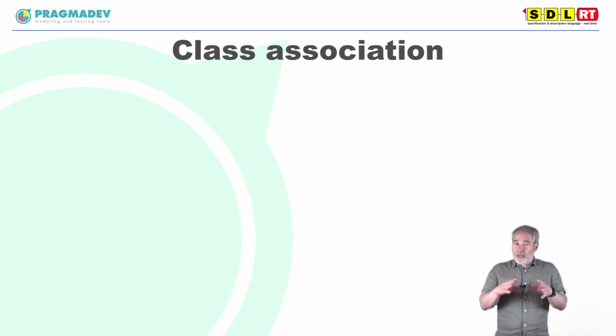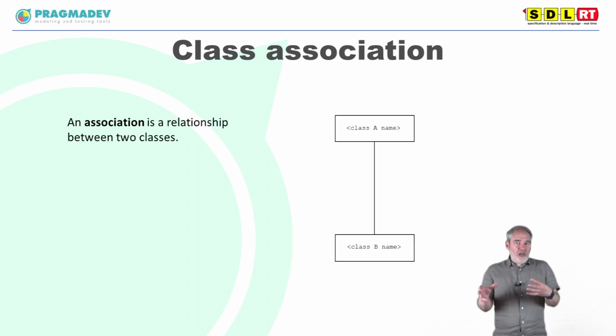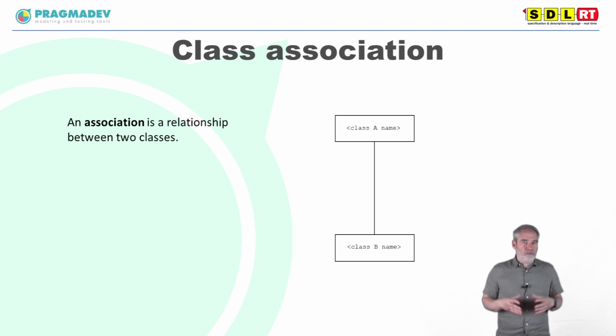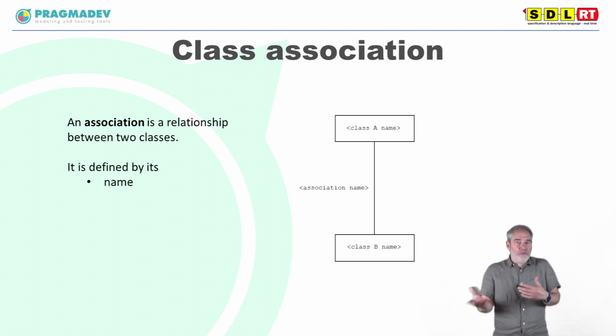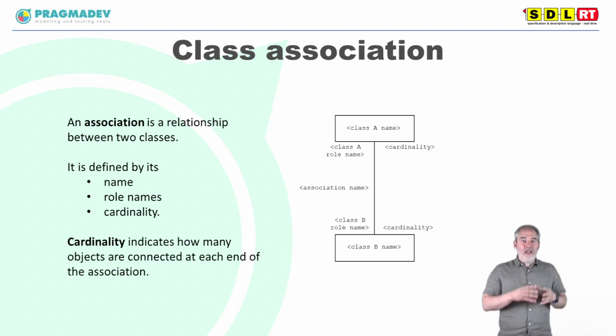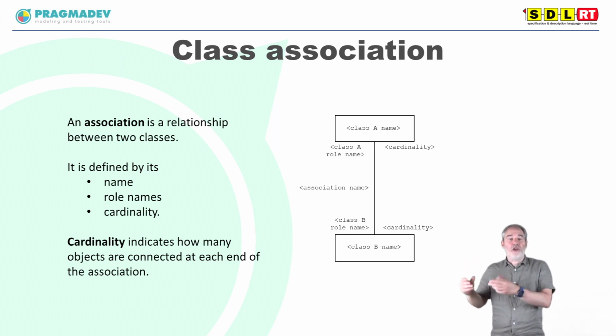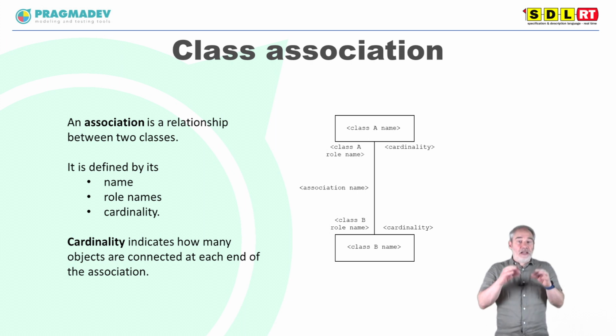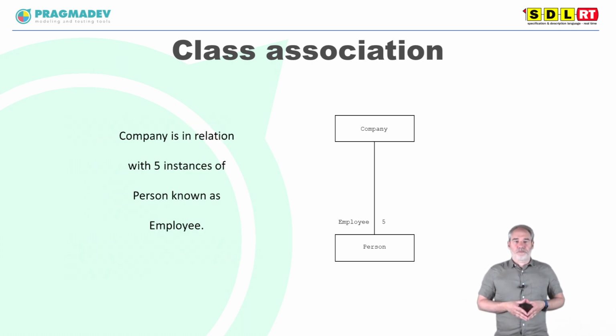Two classes can be associated. It is basically a relationship between the two classes. An association has a name, a role, and a cardinality. It should be understood this way. Class A knows of cardinality instances of class B as class B role name. In this example, an instance of company will know 5 instances of person known as employee.